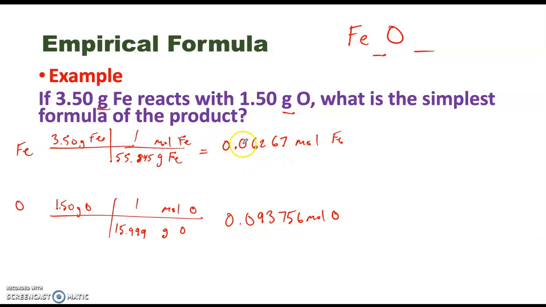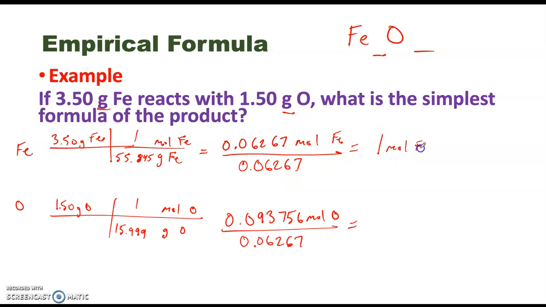So at this point I find the smaller of the two. In this case it's this one. So I divide it by itself. But if I divide this one by this number, I have to divide all of the numbers by that same one because it's a ratio. Whatever I do to one of them, I do to all of them. In this case, anything divided by itself is 1. So you've got 1 mole of iron.